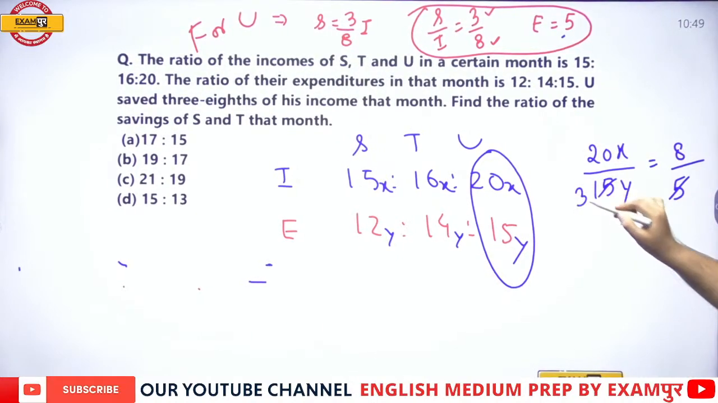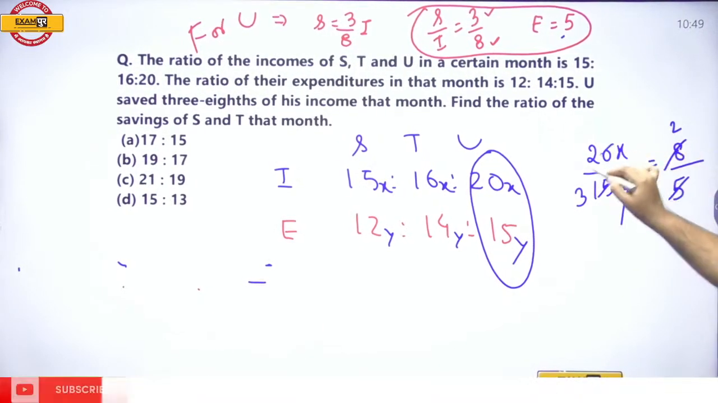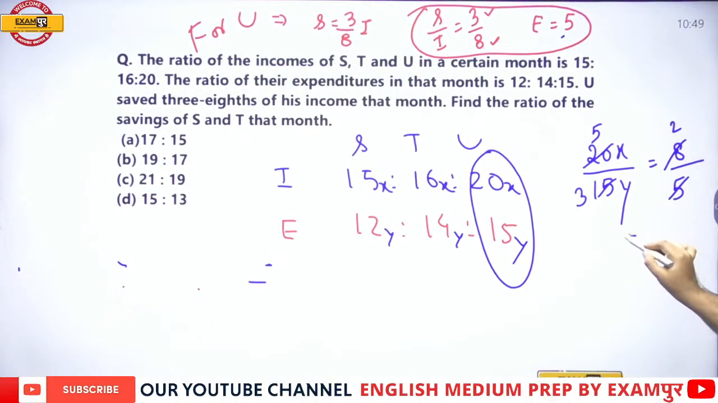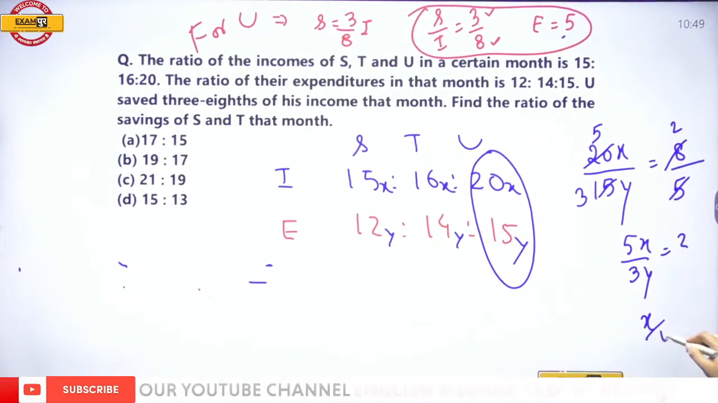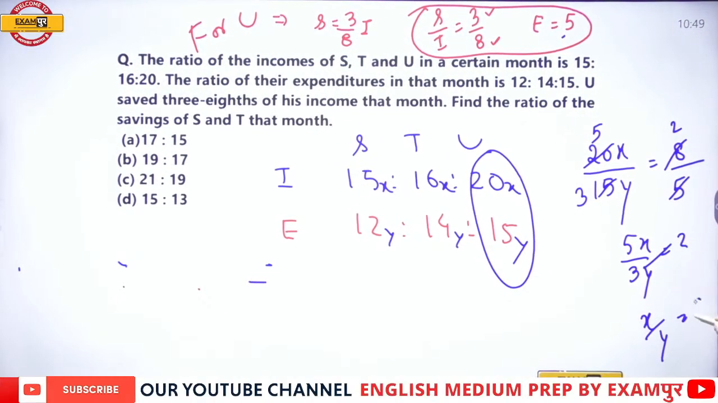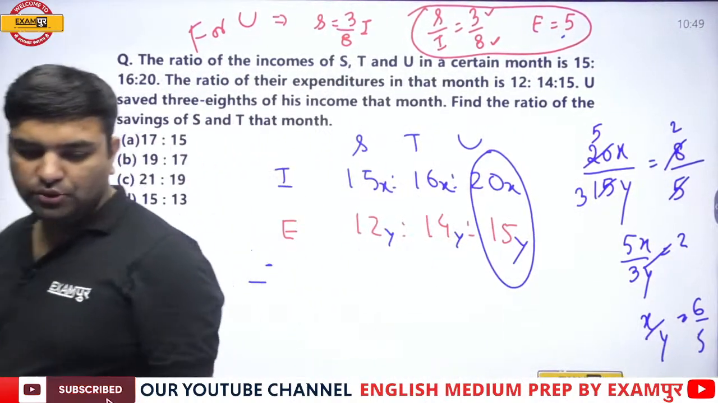Simplify. 5X upon 3Y is equal to 8/5. Or you can say X and Y are in the ratio 6/5.